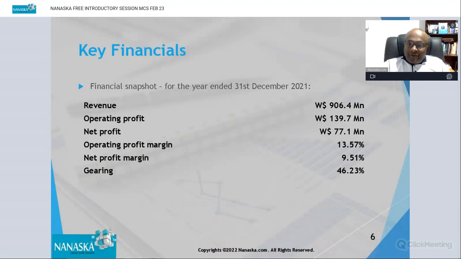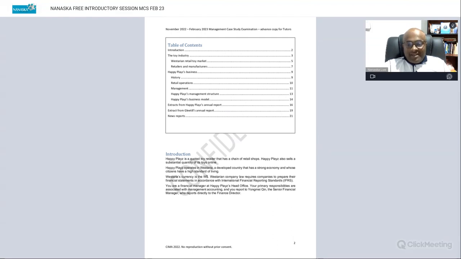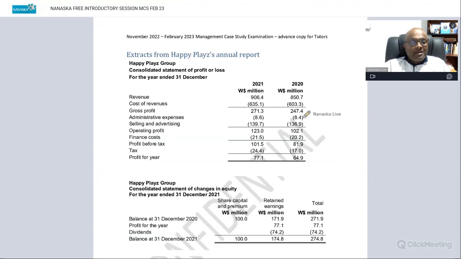And if I go to the financial statements of the organization, we can get a basic idea about the organization. Can you see whether we can go to the MCS case study pre-seen? So here we are talking about this organization. Look at the financial numbers available on page number 16. This is Happy Place Group, the company that we are talking about. This is the P&L.